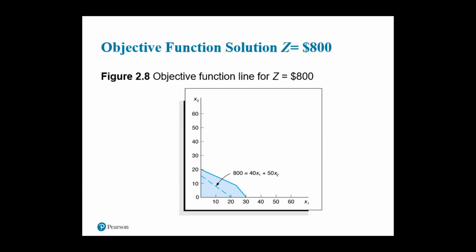So it means that our graphical solution is that what? X1 is equal to 24, sorry, 24. X2 is equal to what? 8. So you now plug these values into the objective function to get the maximum profits.